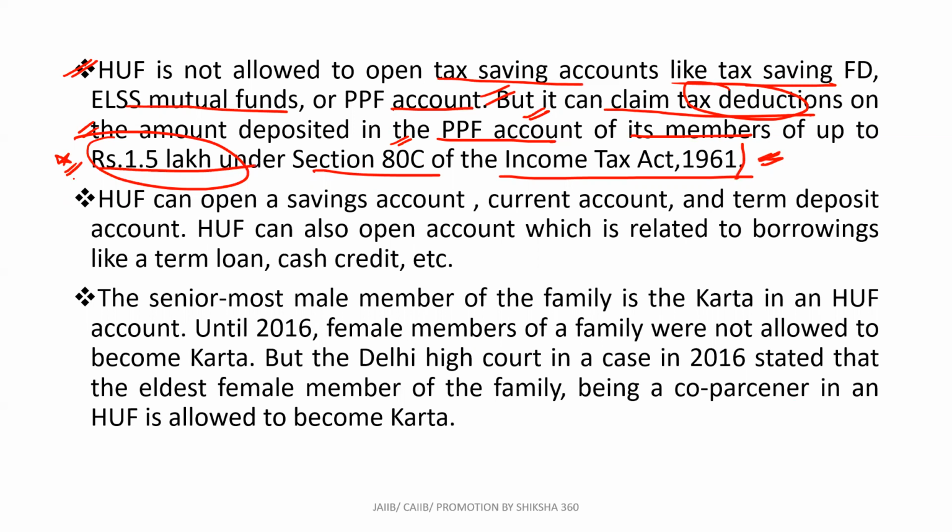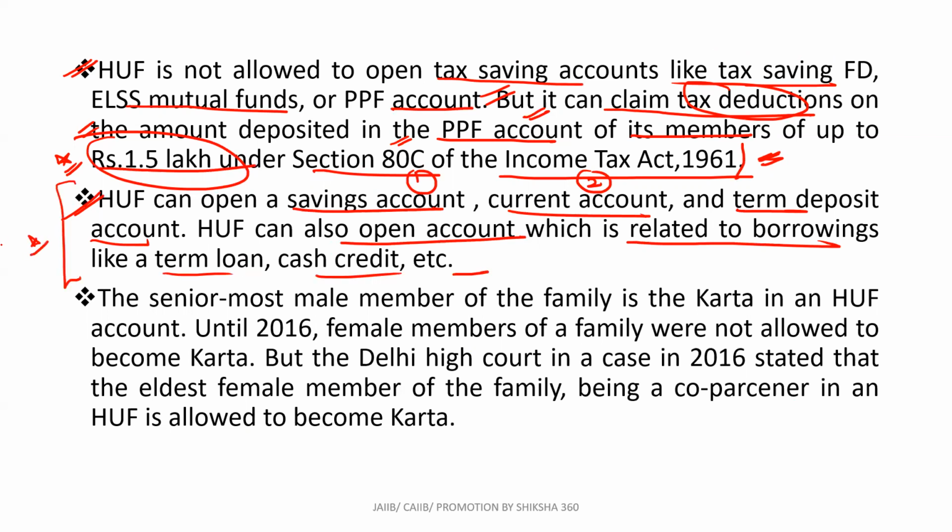HUF, clear? Which type of account can they open? An HUF can open a saving account. They can also open a current account and a term deposit account, but not tax-saving FD or ELSS mutual funds. HUF can also open accounts related to borrowings, like term loan and cash credit. So these are the different accounts they can open: saving account, current account, and term deposit account.